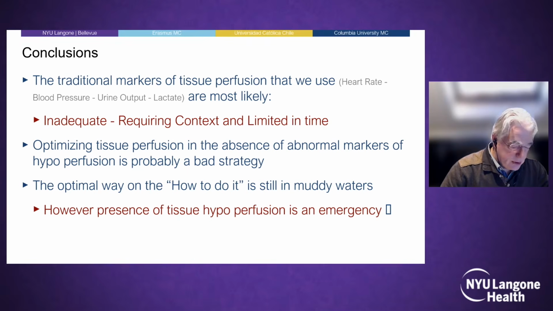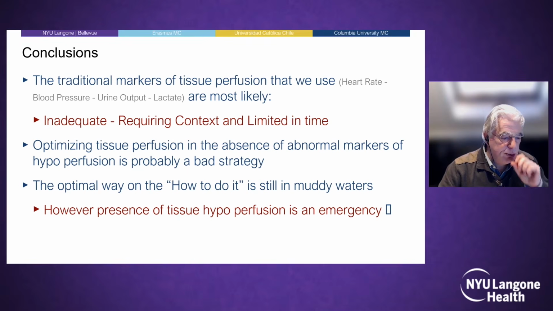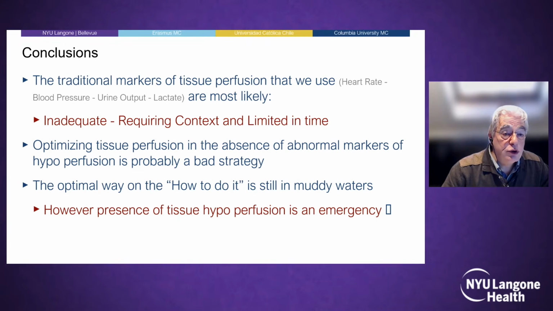So in conclusion, the traditional markers of tissue perfusion that we use are most likely inadequate, requiring context, and are limited in time. Optimizing tissue perfusion in the absence of abnormal markers of tissue hypoperfusion is probably a bad strategy. The optimal way how to do it is still in muddy water. However, presence of tissue hypoperfusion is a clinical emergency.